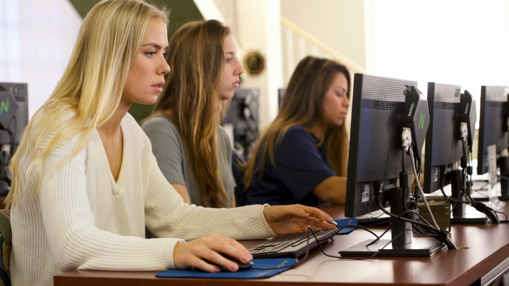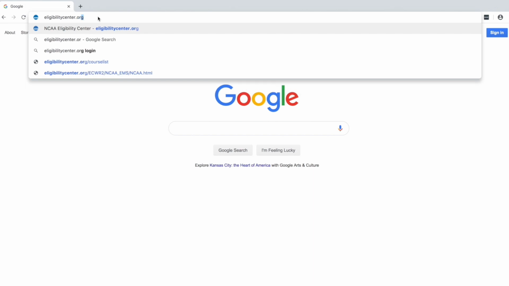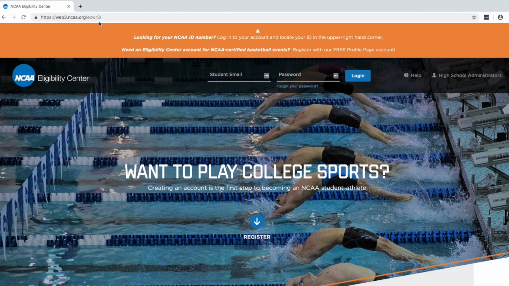In order to practice, compete, and receive an athletic scholarship, you must first register with the NCAA Eligibility Center at eligibilitycenter.org no later than your sophomore year of high school. The NCAA Eligibility Center is responsible for evaluating academic and amateurism certification for all student athletes who want to play at a Division I or Division II school. If you select a Division III school, you won't need certification by the Eligibility Center.